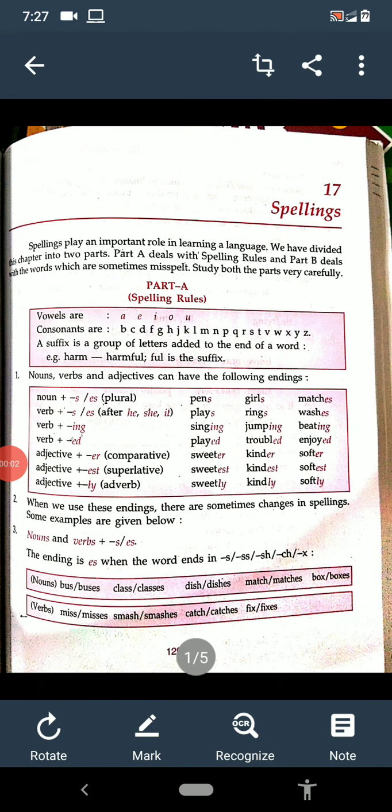Good morning, 8th class. Today we are going to revise the chapter spellings. This chapter we have done earlier also, and today we recapitulate it. Let us revise once again what we have done in this chapter. So the chapter name is spellings. You know very well what spellings are.